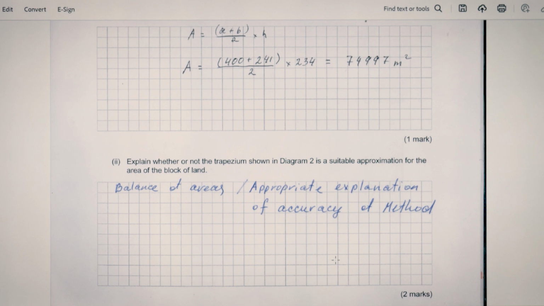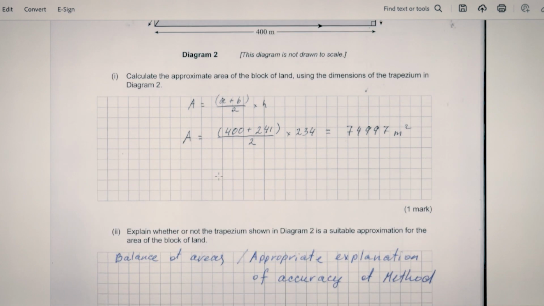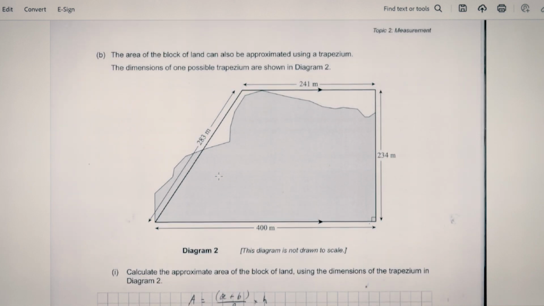And the last question asks you to explain whether or not the trapezium shown in diagram 2 is a suitable approximation for the area of the block of land. In general, in those questions, we are looking at the balance of the areas included in the shapes and the balance of the areas which are outside of the shapes.